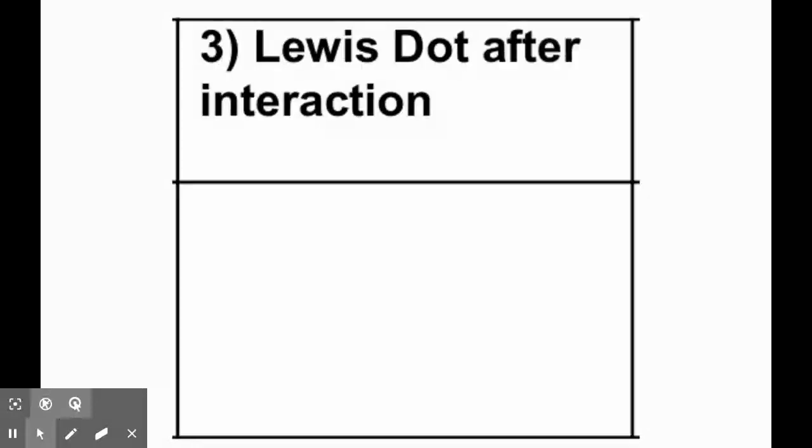In the third box, we're going to show what the elements look like after the transfer has taken place. So we have lithium, and it's lost its 1 valence electron. So when we lose an electron, we lose negative charge. So overall, the element becomes positive. So write a +1 to show that that lithium ion has lost its electron.